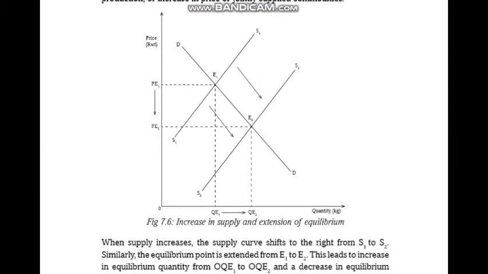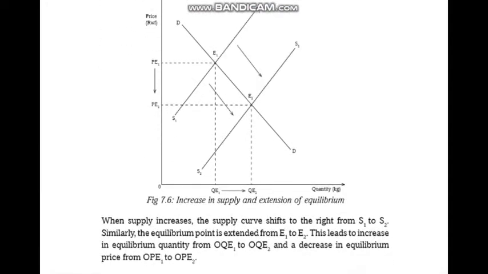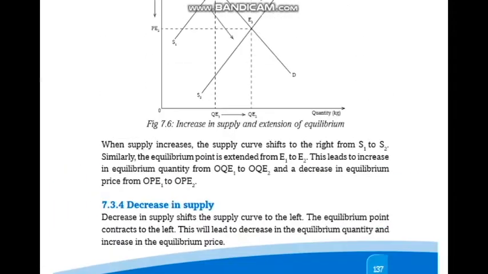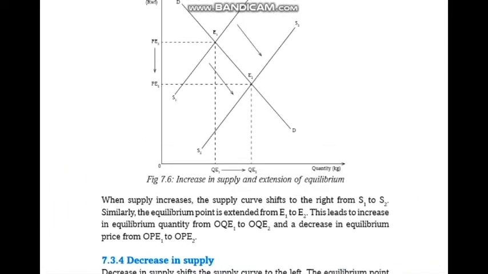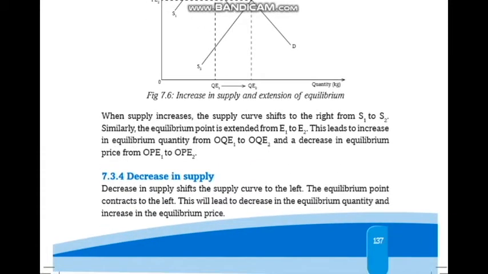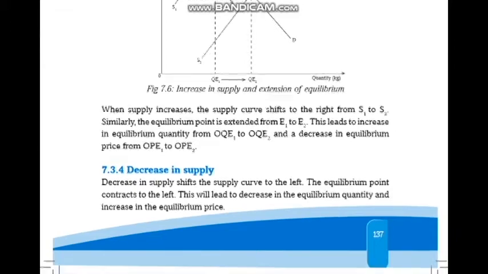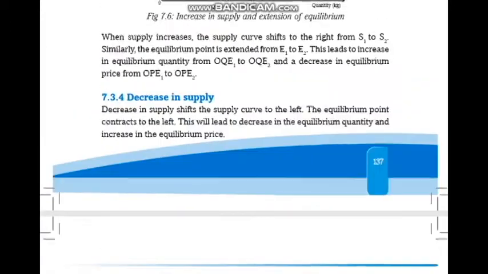So this is how it looks on the graph. When supply increases, the supply curve shifts to the right from S1 to S2, I mean supply 1 to supply 2. Similarly, the equilibrium point moves from E1 to E2. This leads to an increase in equilibrium quantity from OQE1 to OQE2 and a decrease in equilibrium price from OPE1 to OPE2. You have to see this graph.